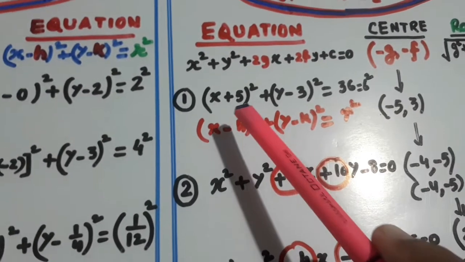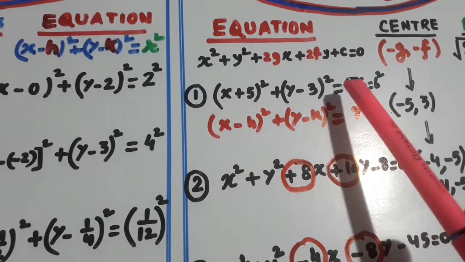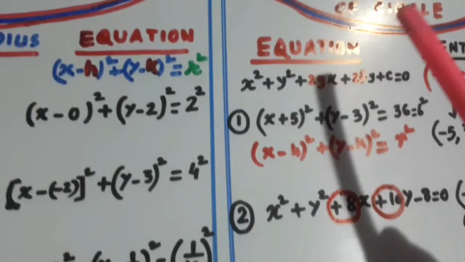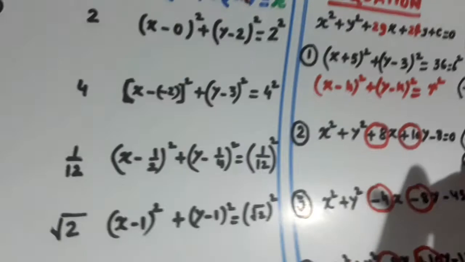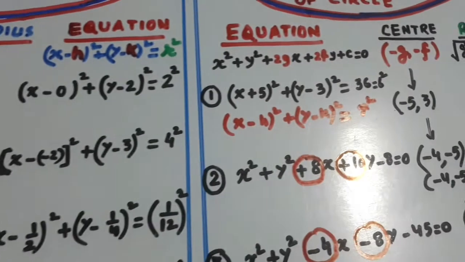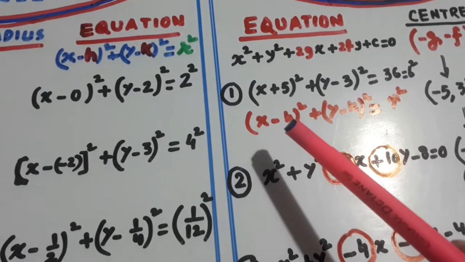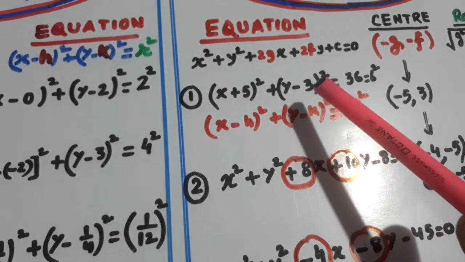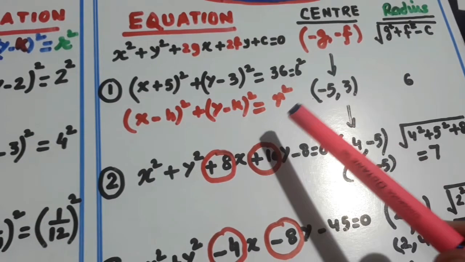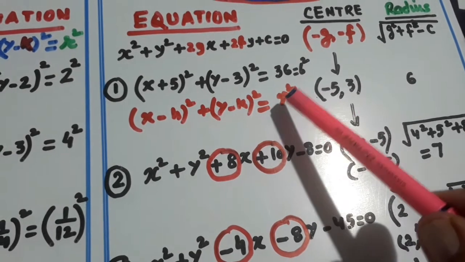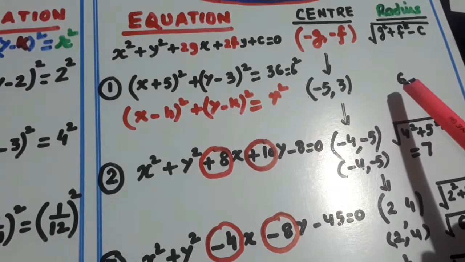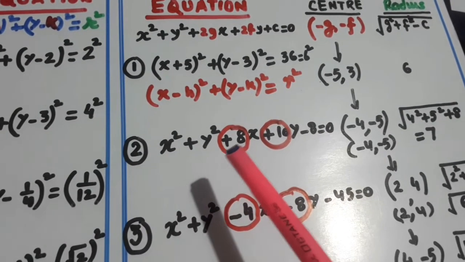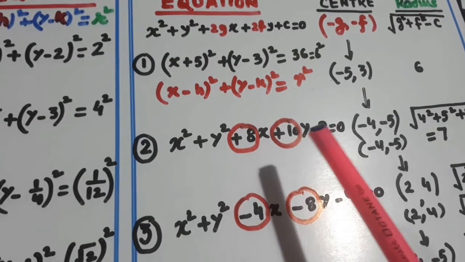So now look here. This one is the central form. (x minus h) square plus (y minus k) square is equal to r square. This is the shape. Look here. So h will be minus 5 and k will be 3. So this is the center. 36 is 6 square, r square is 36, r is 6. So radius is 6.